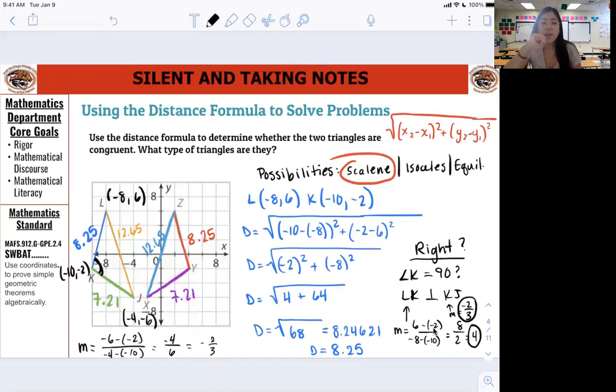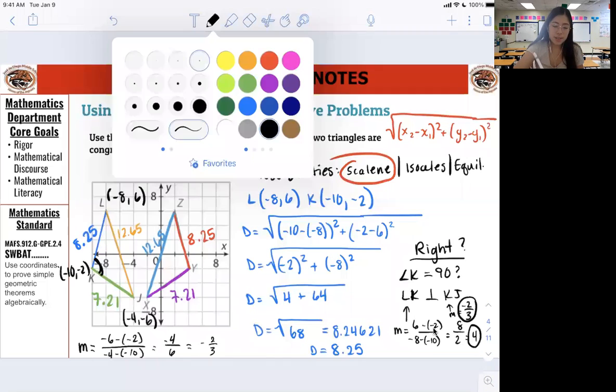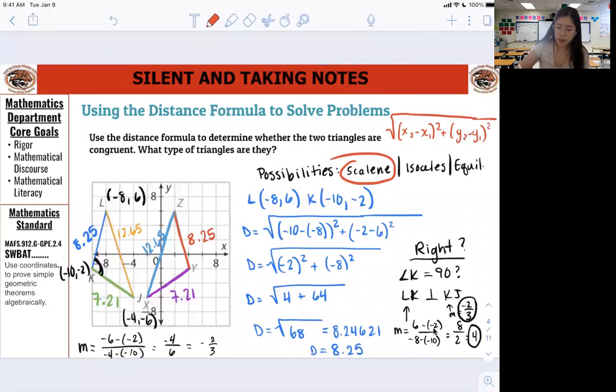Okay, so yeah, not perpendicular because they are not opposite reciprocals. So it is not a 90-degree angle. This is not true. So the only thing we can say is that it is a scalene triangle. Done. Nothing else we can say.